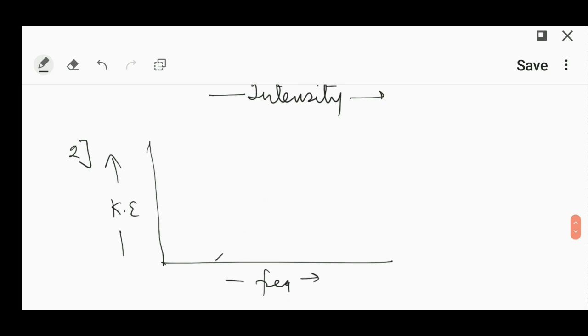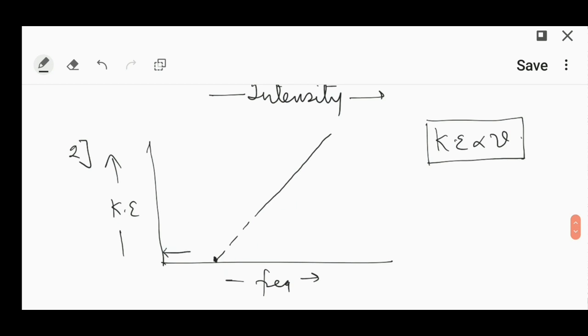this type of graph appears. It means as we increase the frequency of radiation, the kinetic energy goes on increasing. It means kinetic energy is directly proportional to frequency. The greater the frequency, the more the kinetic energy, and the lesser the frequency, the lesser the kinetic energy of ejected electrons. And this minimum frequency, from here to here, what is this? This is the threshold frequency.